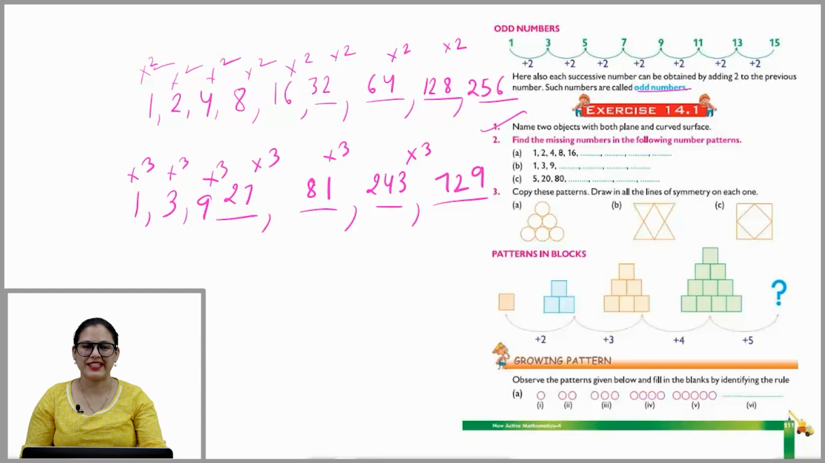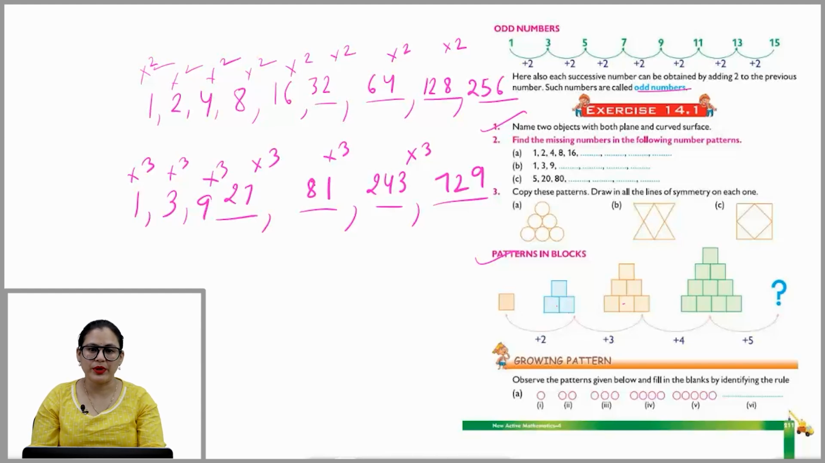729. Right. Next, patterns in blocks. See, the pattern is growing. How? We'll add 2, then we'll get 3 blocks. Then 3 plus 3, 6. Then 6 plus 4, 10 blocks. Then 10 plus 5, how many blocks? 15 blocks. Okay, growing pattern.